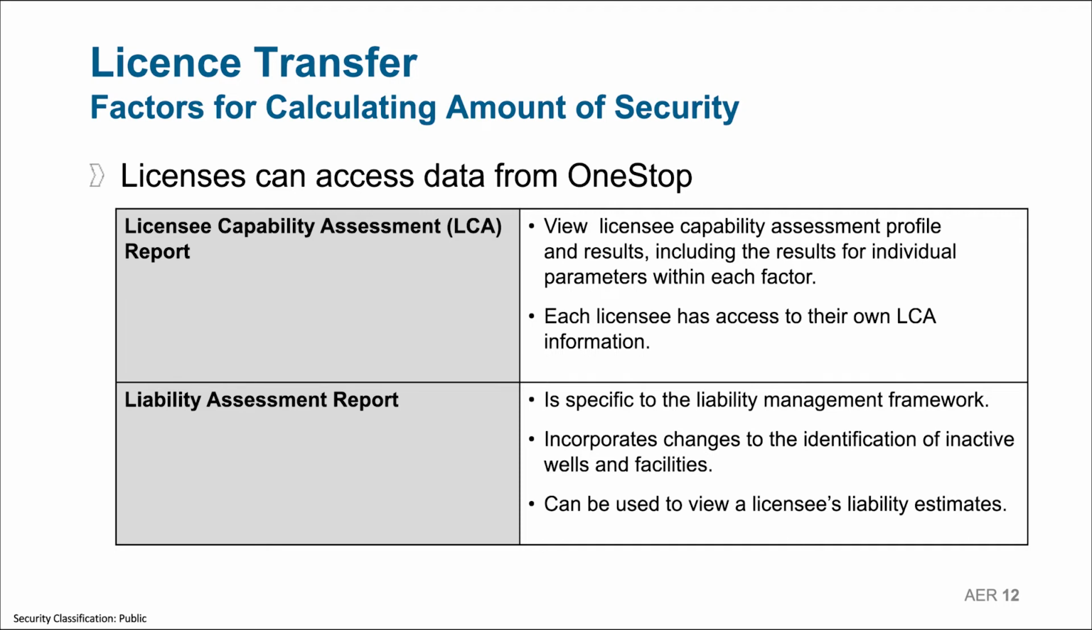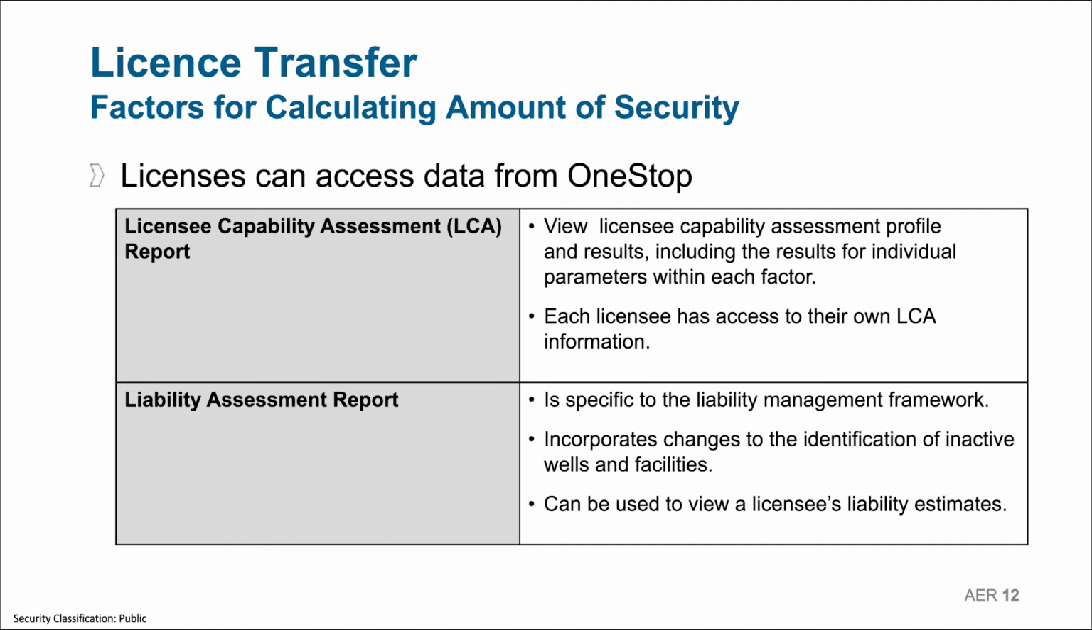Licensees looking to estimate the amount of security that may be required for their license transfers can consider the information found in One Stop. LCA reports are licensee specific, as are the liability estimates available in the Liability Assessment Report, a new report that has been created in relation to the liability management framework. As a result, liability estimates can temporarily be found in two AER systems, DDS and One Stop.